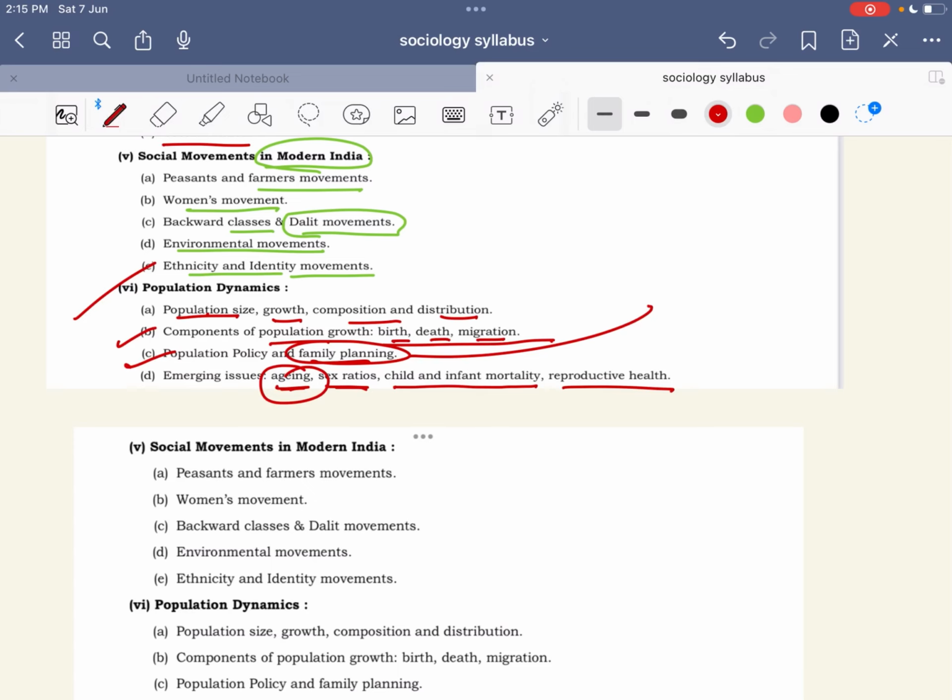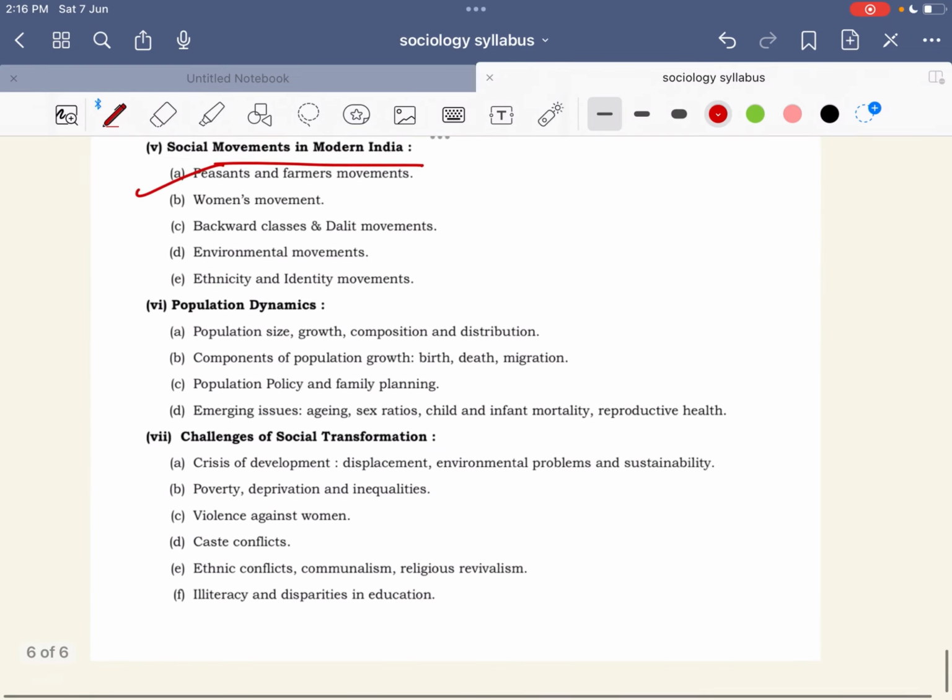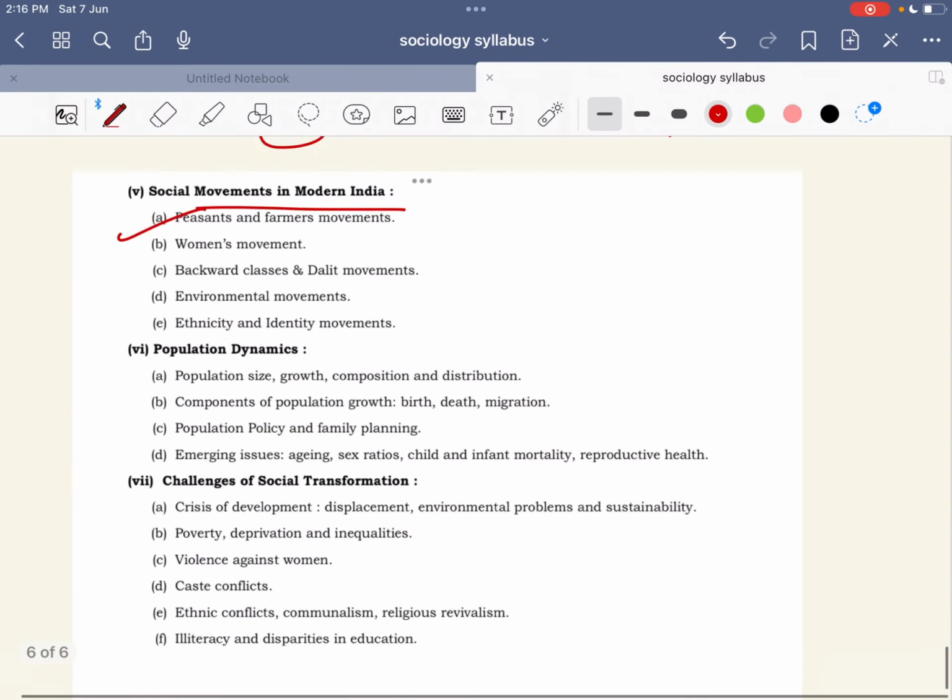See what emerging issues they have mentioned: aging, sex ratio, child and infant mortality. There can be other issues also which are emerging now, which are not mentioned in the syllabus. So if you come across any such emerging issue, you write it down. Okay. Then there are social movements in modern India, peasant and farmer movements. Okay, that we have seen already. दो बार आ गया है शायद.